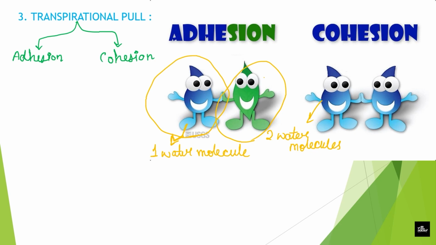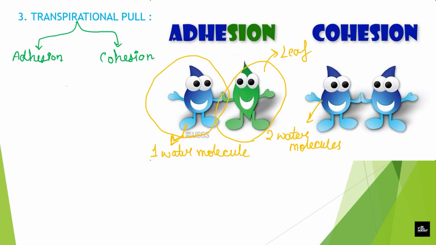Let us say that this is a molecule of the leaf. Since it is green in color, we can say that this is a molecule of a leaf. So water molecules are getting attracted to leaf molecules, and the force which is existing between the two molecules to help them stay attracted or stay attached is the force of adhesion. That must be clear to you all.